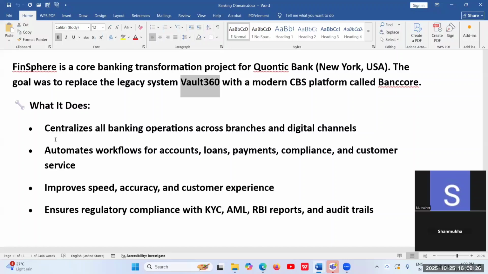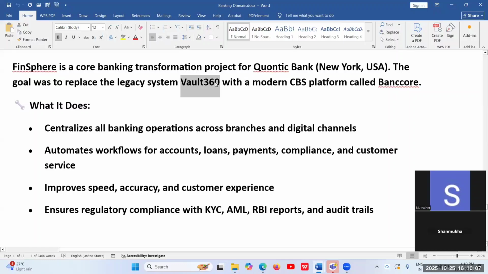For example, account creation, credit cards, loans, or withdrawals, anything. They will be submitting some documents and information to the tellers. So what will tellers be doing? They will be updating all these details in one system called core banking. This core banking is widely used by all the banks. This Quantic Bank also has Vault 360, and they wanted to upgrade it to Bank Core because it is outdated.